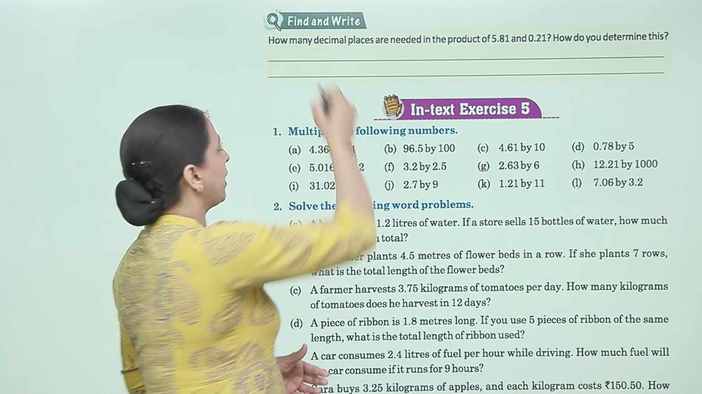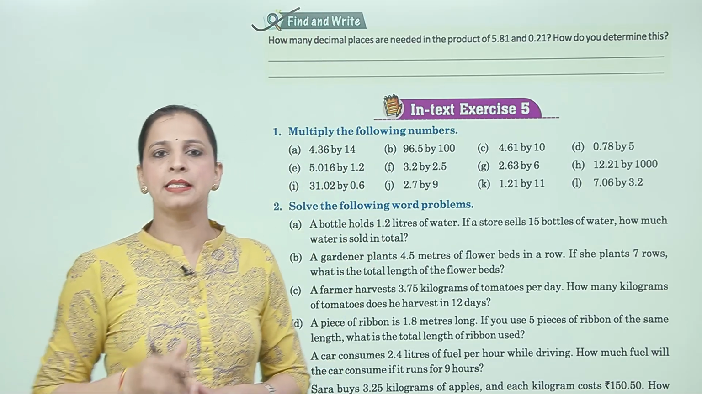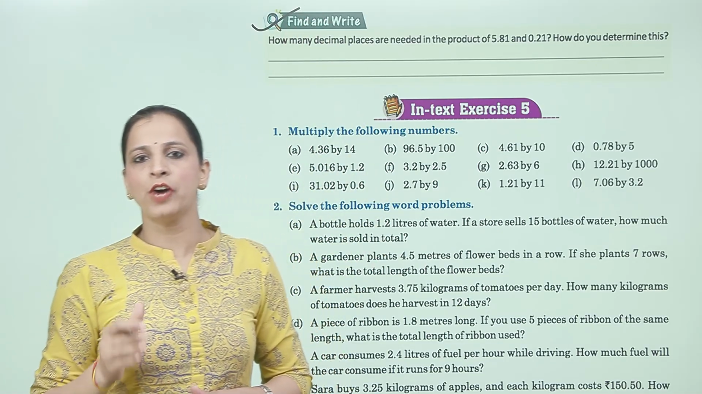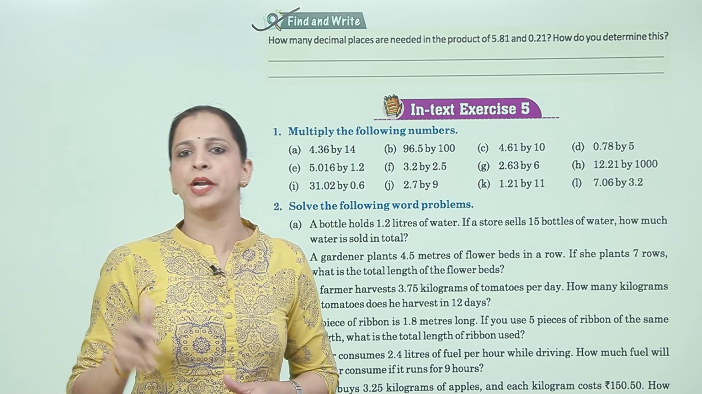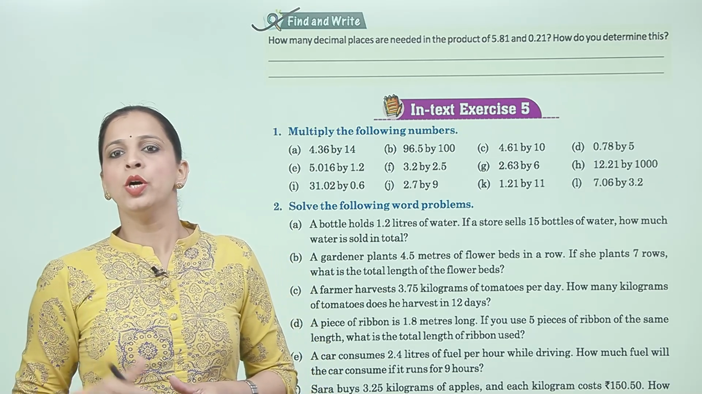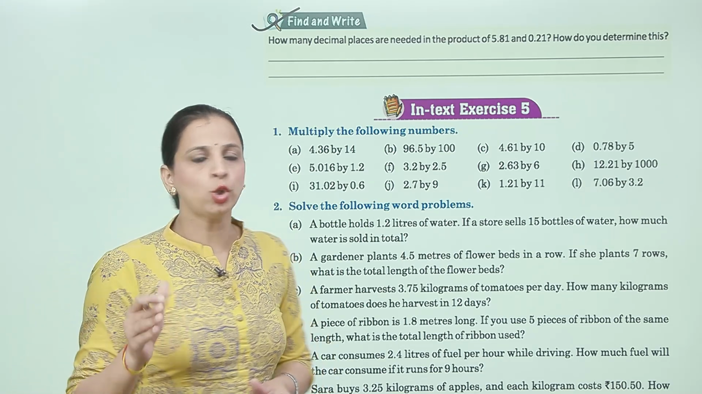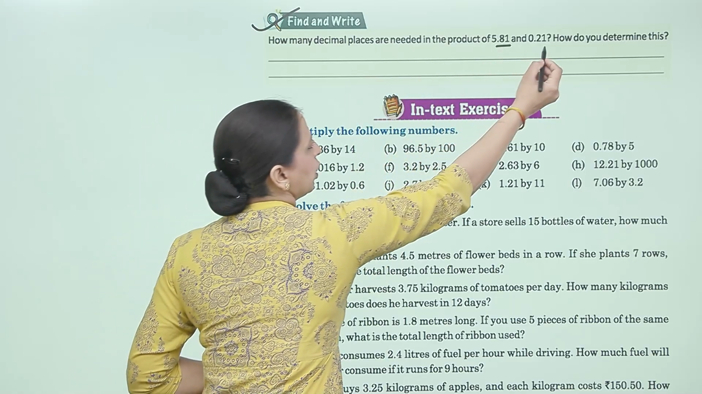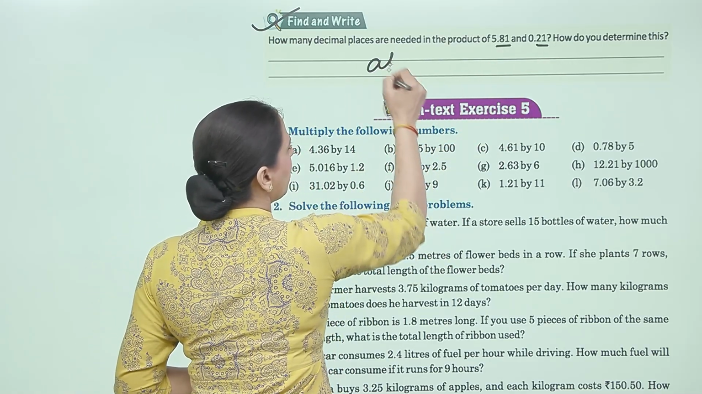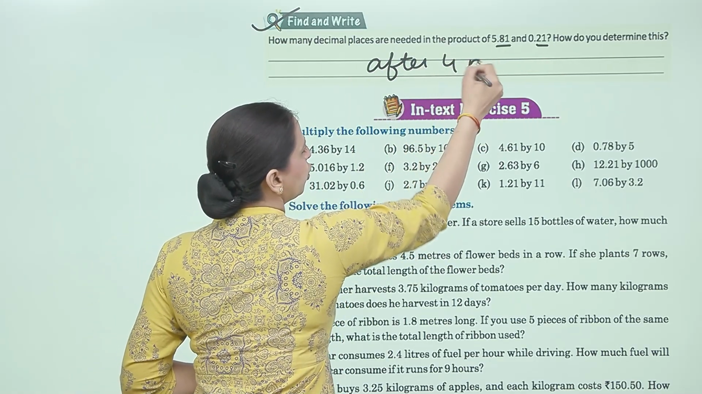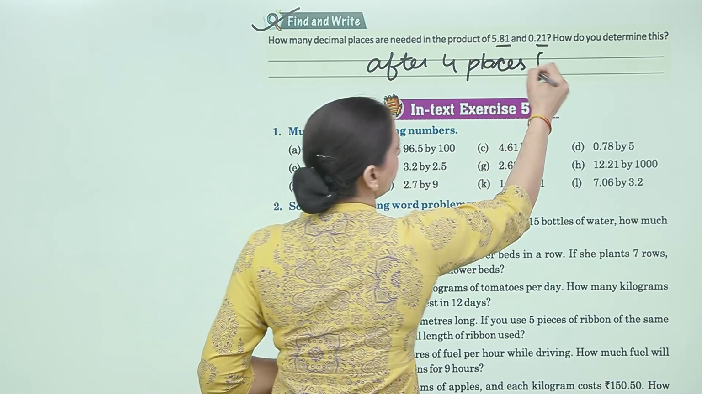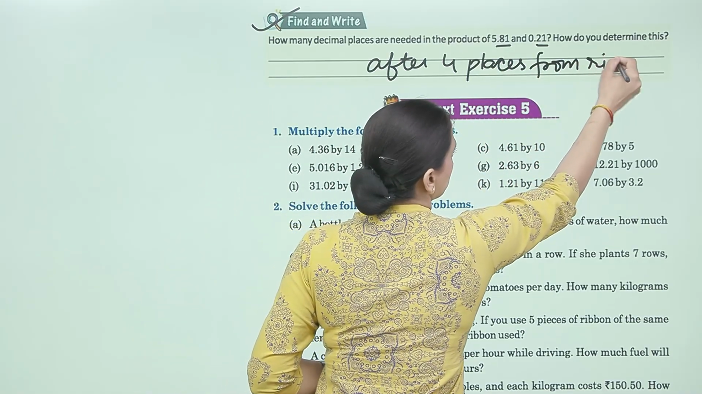Now, find and write. How many decimal places are needed in the product of 5.81 and 0.21? How do you determine this? So, total decimal places are 2 plus 2, that is 4. After 4 places from the right.